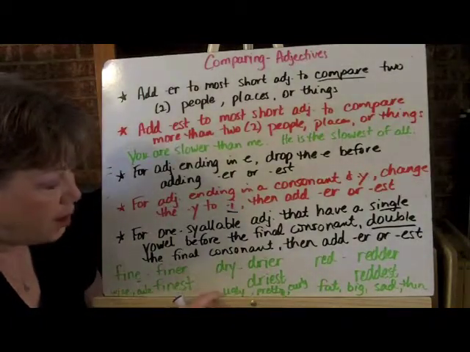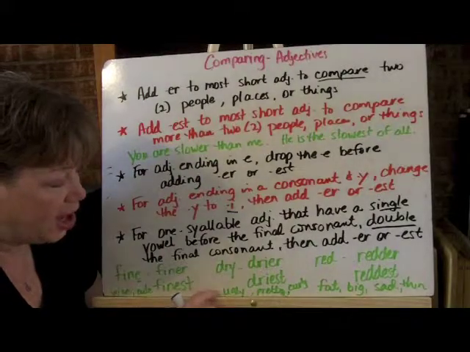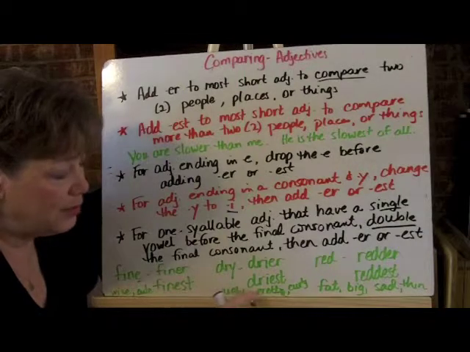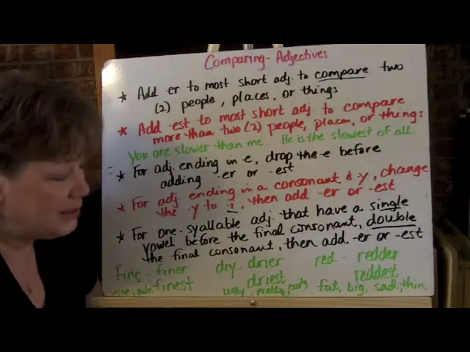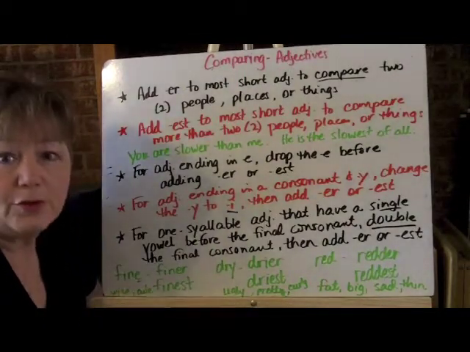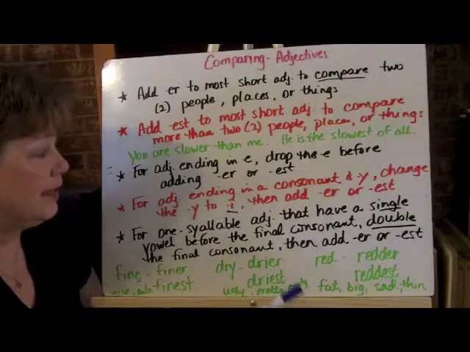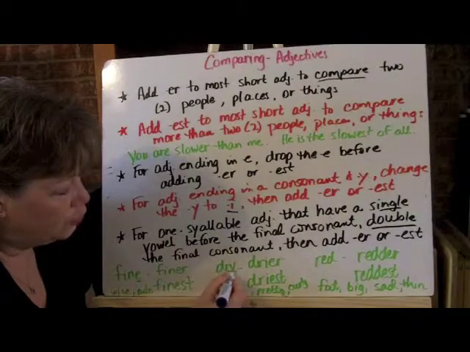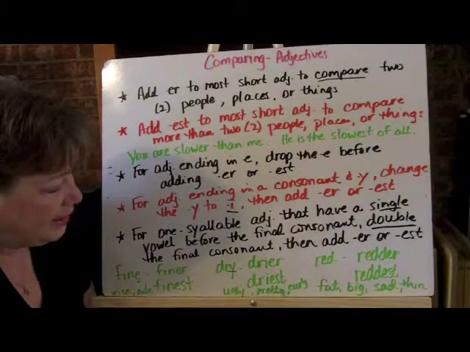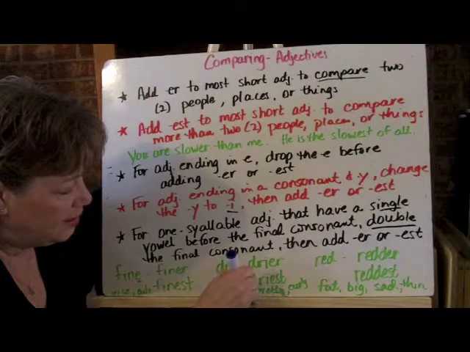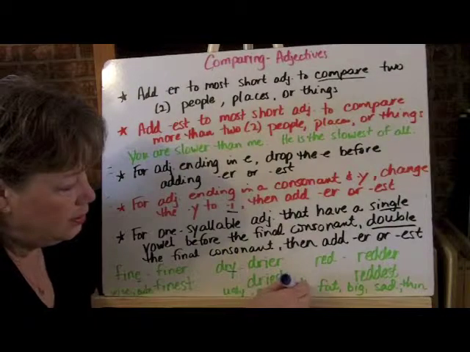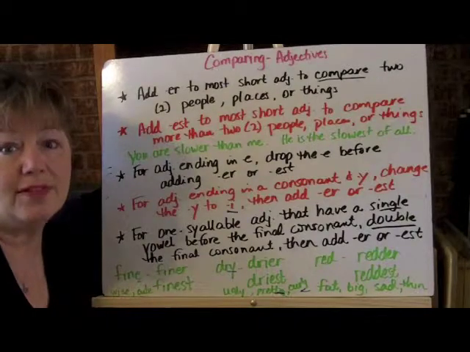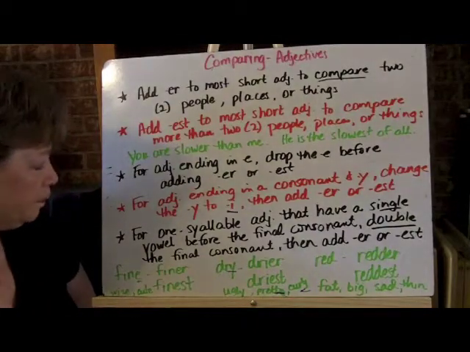Other words that would drop the Y and add an I: ugly, uglier, and ugliest; pretty, prettier, prettiest; or curly, curlier, curliest. Again, it has a consonant and a Y, and I drop the Y and add an I, then the ER and the EST.